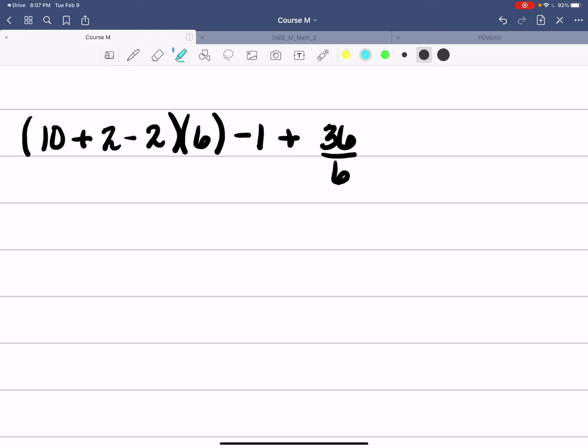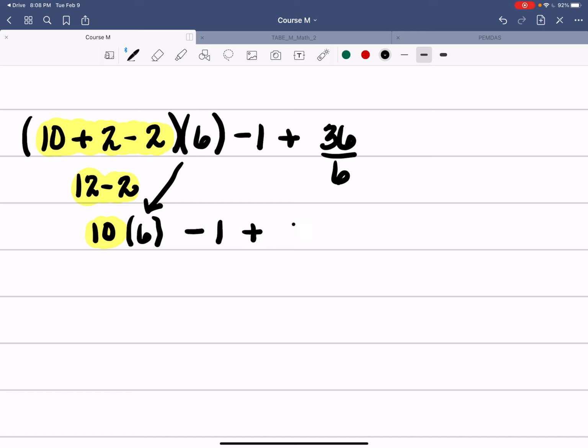Parentheses first. Ten plus 2 is 12, and 12 minus 2 is 10. Copy. That parentheses just has a 6 in it, so that's a multiplier right there. That's saying 10 times 6. Then minus 1 plus 36 over 6.